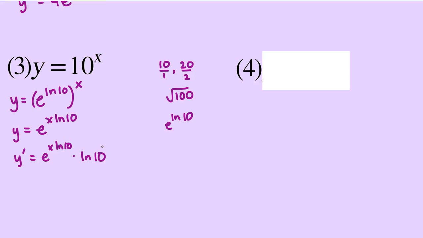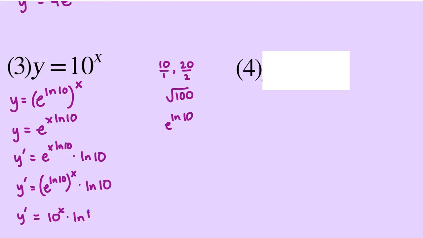Now what I want to do is actually rewrite this, going back to having a base of 10. So let me go backwards and think of e to the x natural log 10 as e to the natural log of 10 to the x. And then go backwards one more time and remember that e to the natural log 10 is the same as 10.